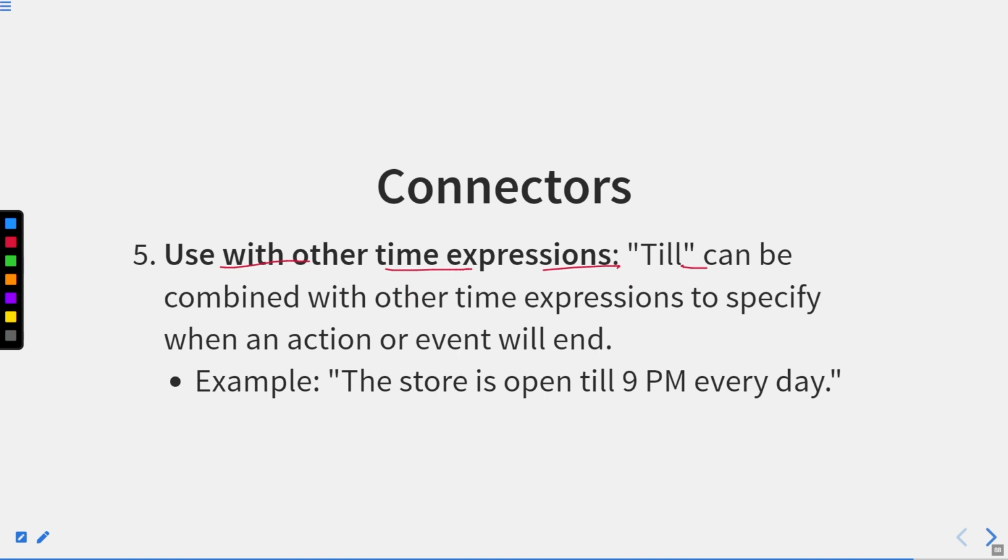Used with other time expressions, till can be combined with other time expressions to specify when an action or event will end. The store is open till 9 p.m. every day.